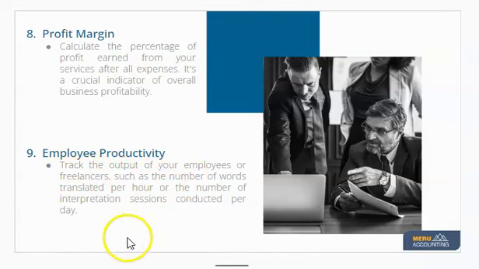Employee productivity indicator. This indicator tracks the productivity of your employees and the freelancers that have been working for your firm. This indicator will track their working hours, and also it will calculate if they're doing any overtime or any extra tasks. Also, it will calculate the number of words they have translated per hour or the sessions they have conducted per day. The higher your employee productivity is, the more profit will be created.